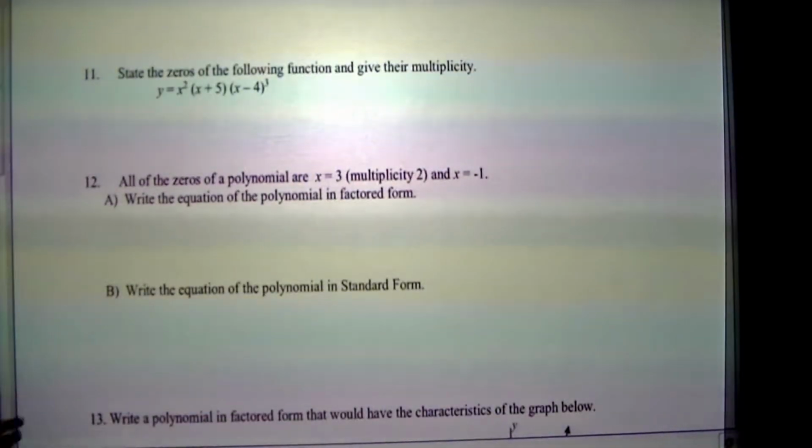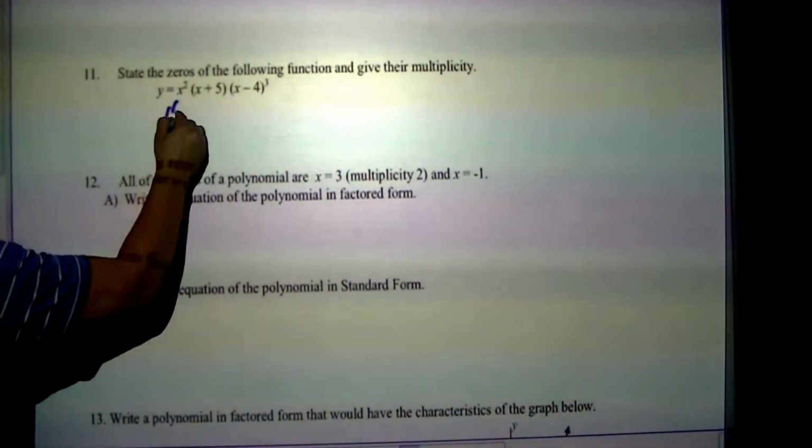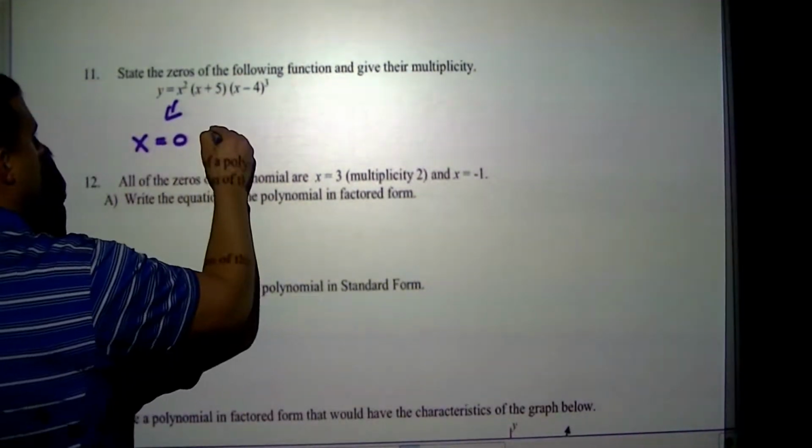State the zeros and give their multiplicity. Very simple. X squared, that zero is going to be x equals 2, multiplicity of 2.